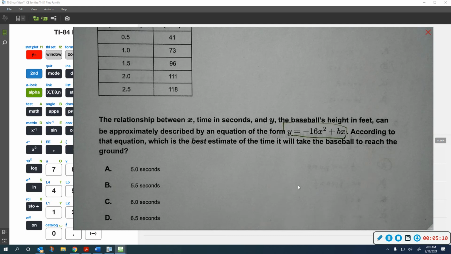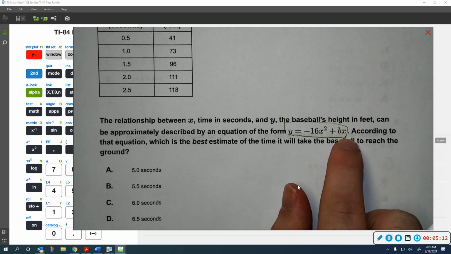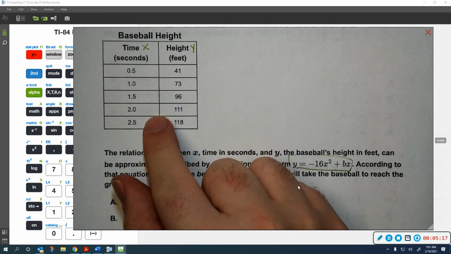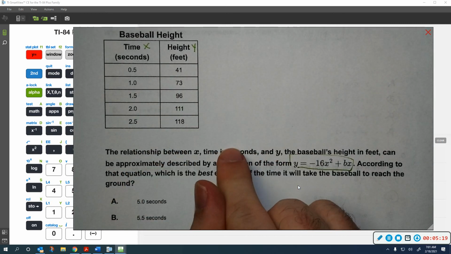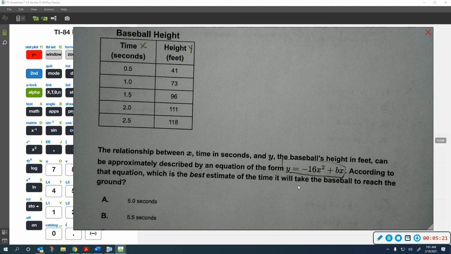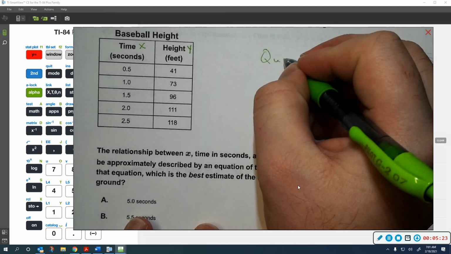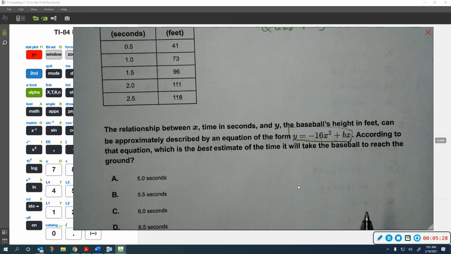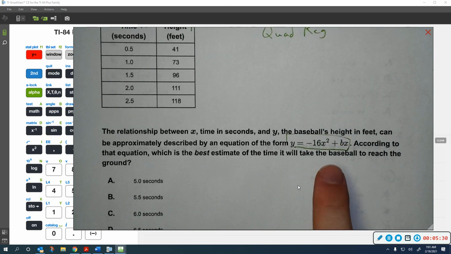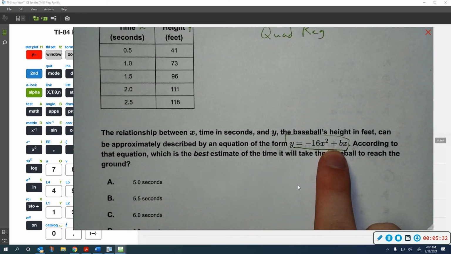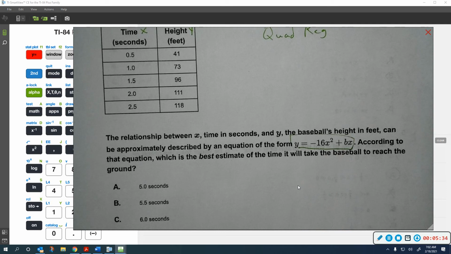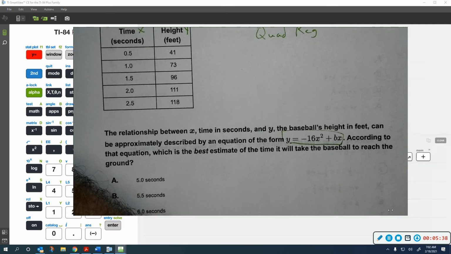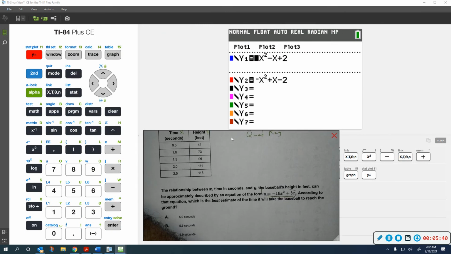All right, now on this problem, since it says plus bx, and it doesn't give us a number, what we actually have to do is take our x's and y's, get our quadratic regression to get our equation, and then see when it hits the bottom, because this does not give me our graph. So I'm going to go to my calculator now, and I'm going to type in my information.